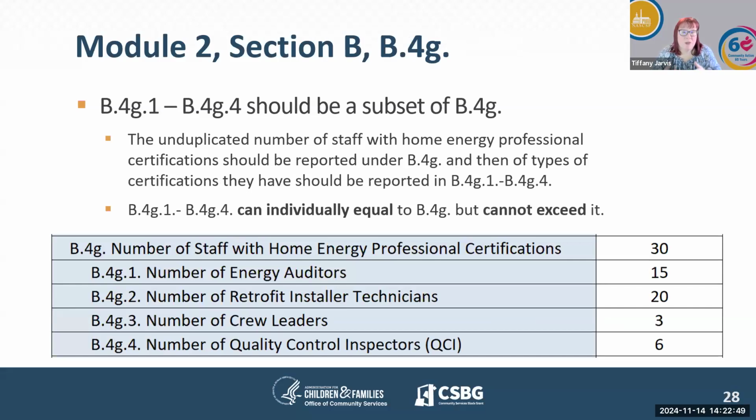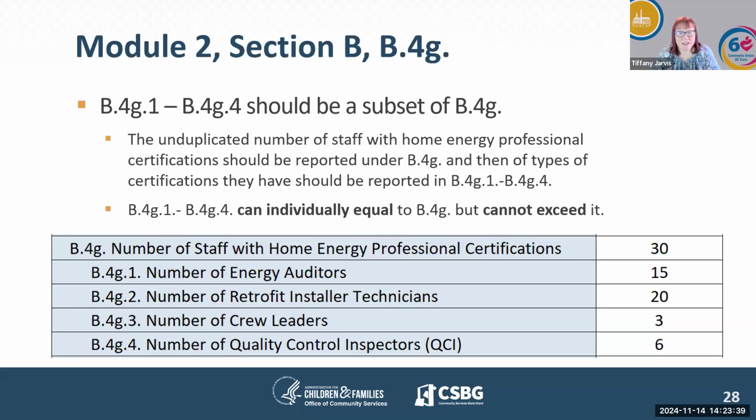B4G and B4G1 through B4G4, mouthful there, are also parent-child data points. B4G is the parent, asking for an unduplicated count of all staff members who had at least 1 energy professional certification. While the 4 children do not have the language clue of the above, it is implied. Additionally, the children data points use the indentation and the 1 through 4 numbering clues. And again, these clues tell you about the relationship, which is B4G1 through B4G4 are asking what specific types of energy professional certifications the staff members reported under B4G have.